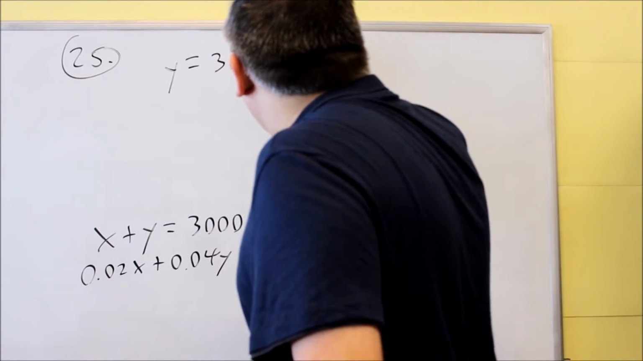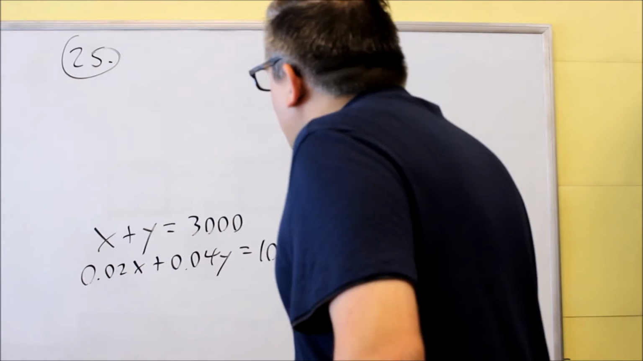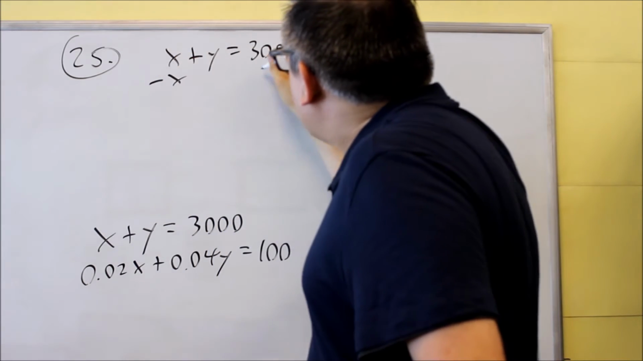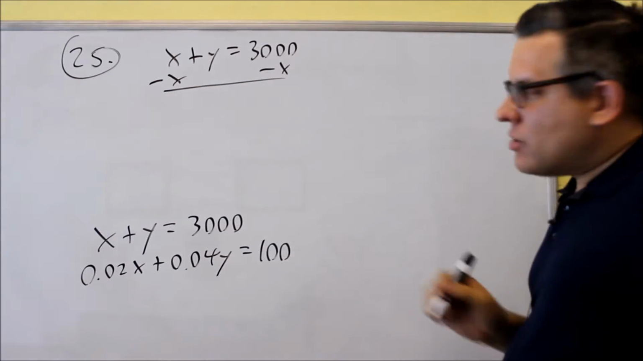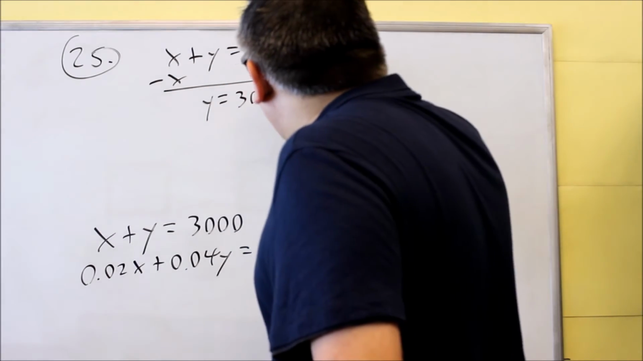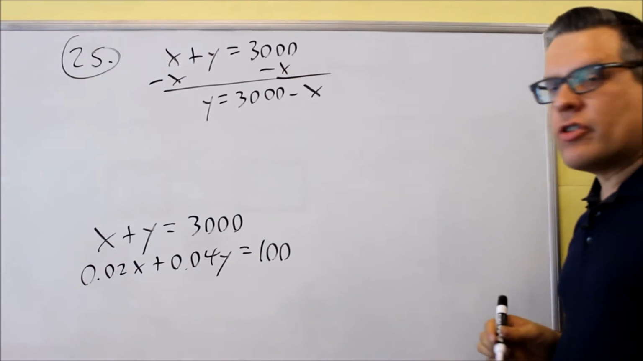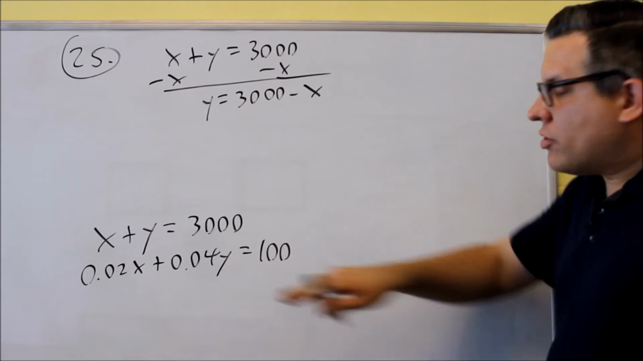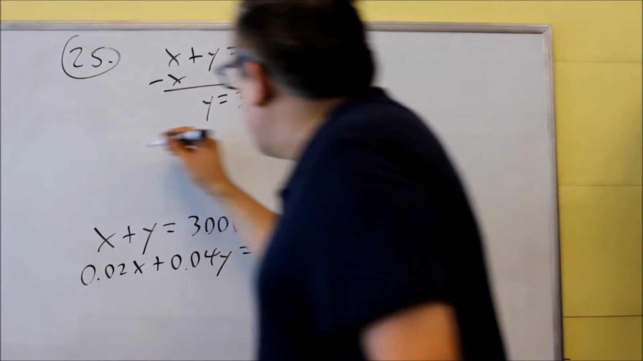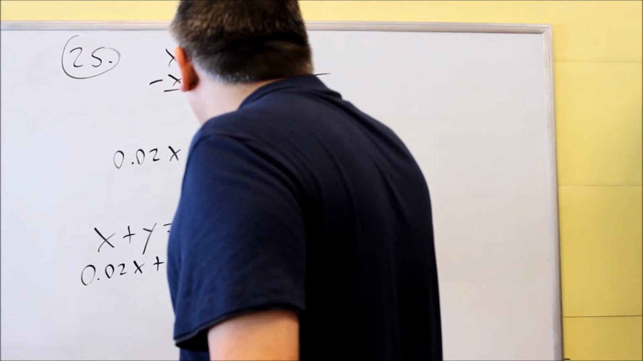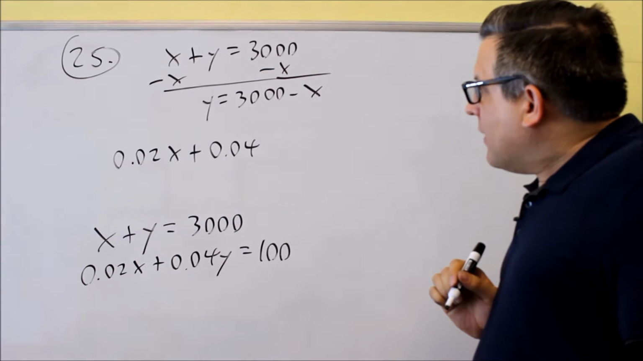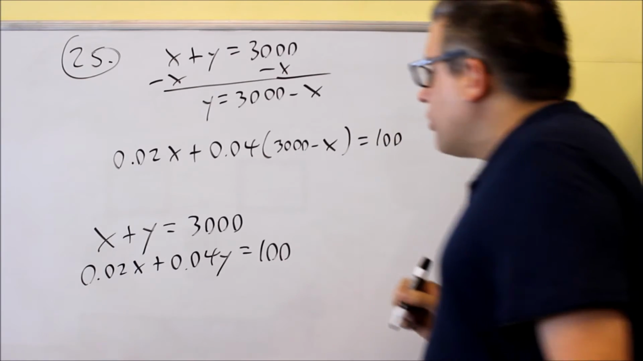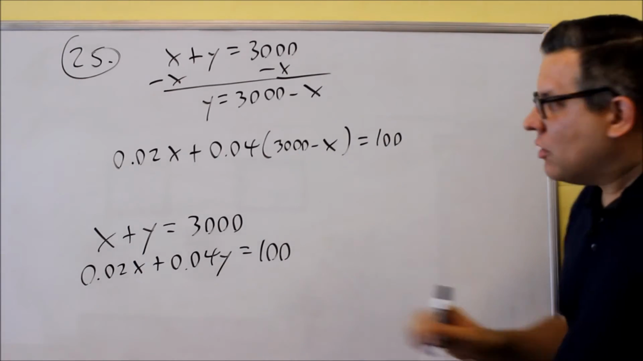Let me show the step first there. Don't want to go too fast. You would subtract x from both sides and you get y equals 3,000 minus x. Sorry about that, I wanted to show every step for you. So 3,000 minus x, that's for the y. You're going to take this and put it into the second equation in place of y. So we're going to do 0.02x plus 0.04, and now instead of the y, I'm going to replace it with 3,000 minus x. I want to do that because that way I eliminate one of my variables and I have x as the only variable left.